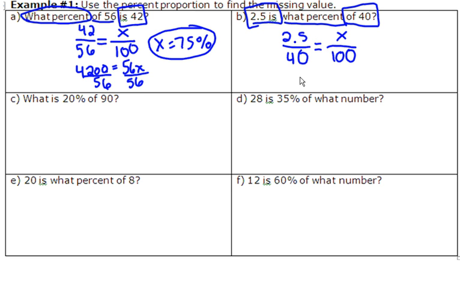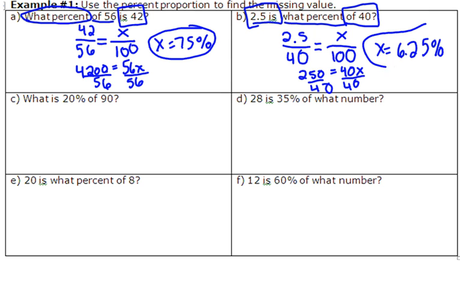Now I just cross multiply. 2.5 times 100 is 250. 40 times x is 40x. So I'm solving for x by dividing by 40. 250 divided by 40 is 6.25. So x equals 6.25. And again, it's percent, so I have to label it.